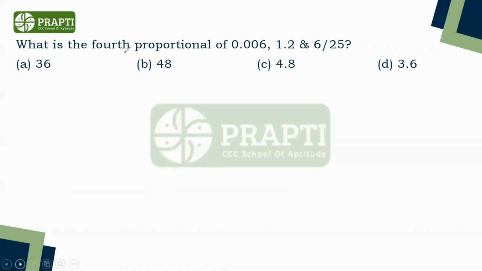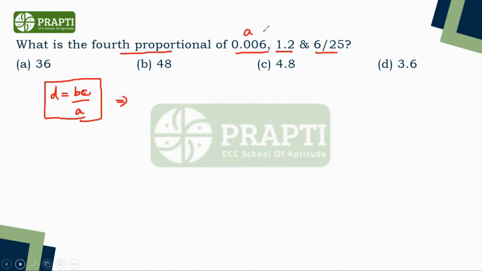Here we are going to find the fourth proportional of 0.006, 1.2, 6 by 25. So how to find the fourth proportional? D is equal to BC by A. Yes, so we'll be using this representation to find the fourth proportional. So just substitute it. We all know this is A, this is B, and this is C. So what is B now? 1.2 into C, 6 by 25 divided by A, 0.006.